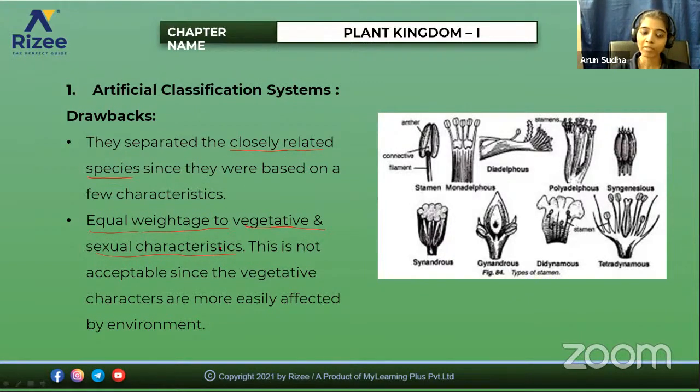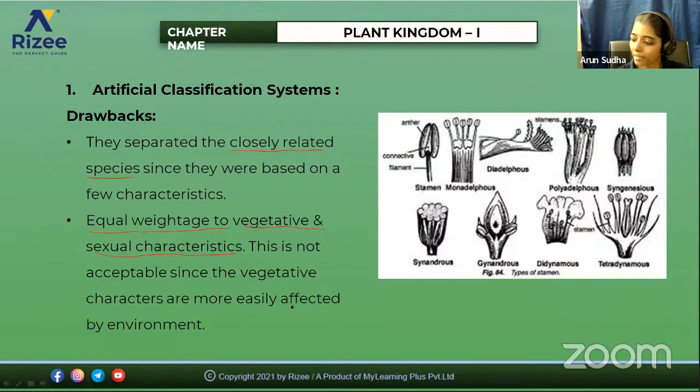But equal weightage was given, so that was not a fair classification. This is not acceptable since the vegetative characters are more easily affected by the environment. So there were many drawbacks in the case of the artificial classification system.